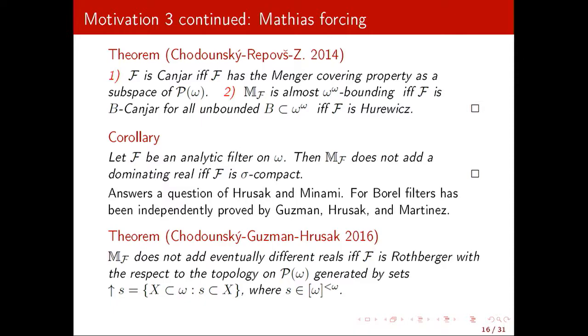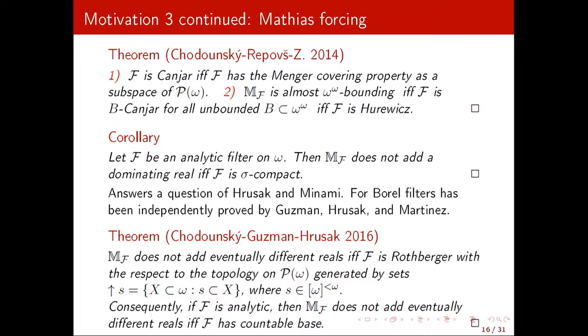So Mathias forcing does not add eventually different reals if F is Rothberger, but not with the topology inherited from the Cantor set, just because it is impossible for non-trivial filters. In non-trivial filters, you always have many copies of the Cantor set inside. So here you speak about the Rothberger property of some weaker topology, namely the one generated by upper cones of finite subsets of omega.